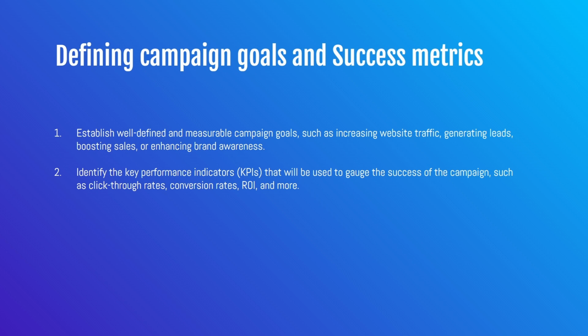Now, as for the presentation, it says here: identify the key performance indicators. It's basically a measurable metric that is used to evaluate the success of an organization, department, or specific activity within a business. In the context of a marketing campaign, KPIs might include metrics like click-through rates, conversion rates, website traffic, sales revenue, and a lot more.